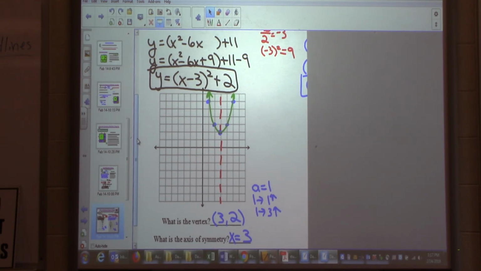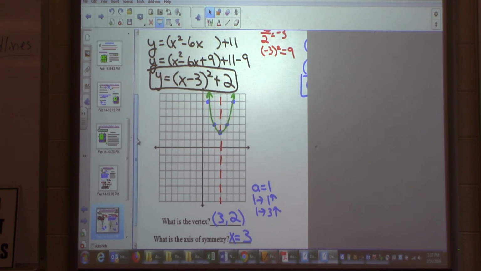It's just not our shortcut. So always, if a equals 1, we go 1 right, 1 up. If a doesn't equal 1, say it equals 2, we're going to multiply these 2 numbers. So instead of going 1 right, 1 up, I go 1 right and 2 up. You also have an axis of symmetry. It always goes through the vertex. And that line is x equals 3. Here you'd go 1 right, 1 up, 1 right, 1 up.